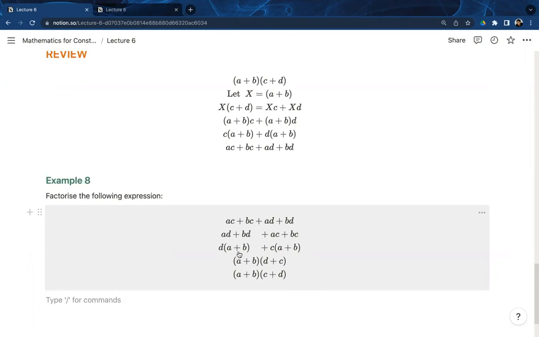You see the step here: A plus B is common to D by A plus B, and A plus B is common to C by A plus B. A plus B is common to these two terms here, so you could pull it out and factorize. If you pull out A plus B, you'll be left with D and C with a plus sign between them.